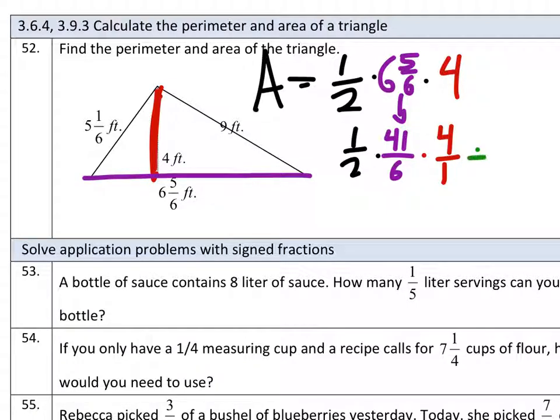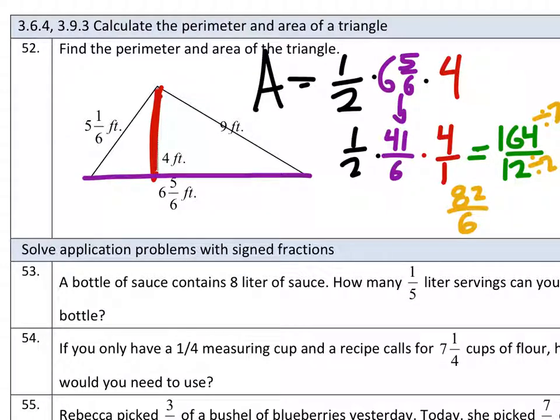Now I just multiply these straight across. And yes, you could cross simplify right there. We'll do that later. 41 times 4, 164. And 2 times 6 times 1 is 12. And yes, these are at least divisible by 2. So we should simplify this. Divide by 2. So I get 82 out of 6.